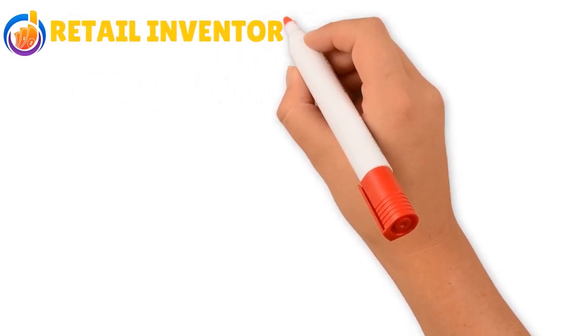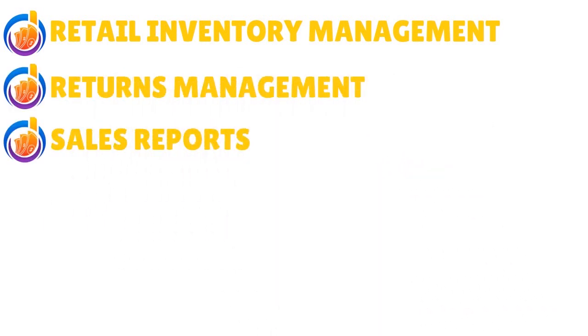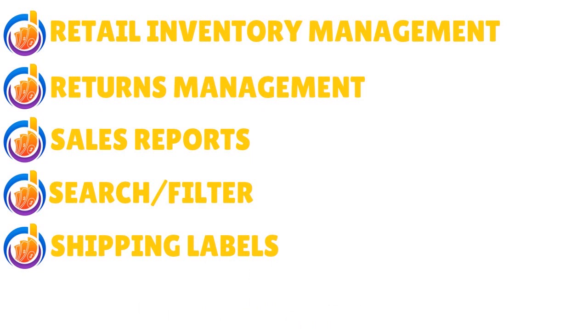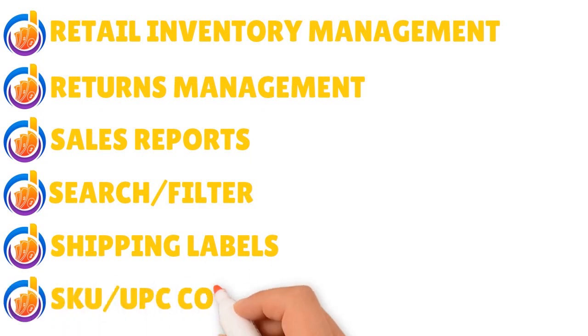You have a retail inventory management. That's a great tool to have. You have a returns management, sales orders, sales reports, sales tax management, search filter. You have serial number tracking. You have shipping labels. You have shipping management, SKU, UPC codes. You have special orders management, status tracking, stock management, and that's really important.